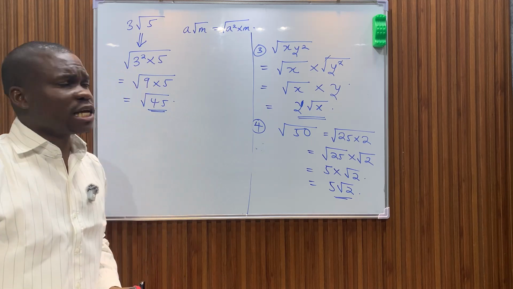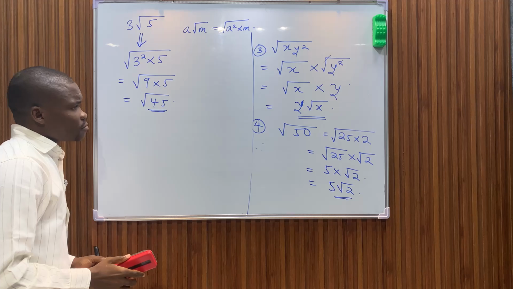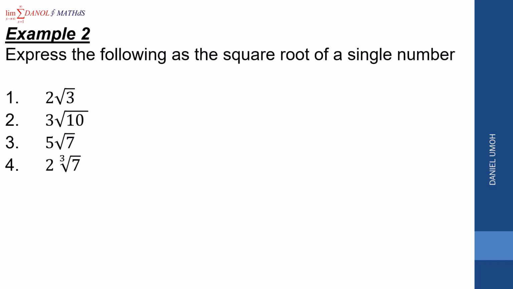Okay, let's take some classical examples together. Now we have a problem here. The question says, express the following as the square root of a single number. Number 1, 2 root 3. Number 2, 3 root 10. Number 3, 5 root 7. And then number 4, 2 cube root of 7. Now let's solve these together.